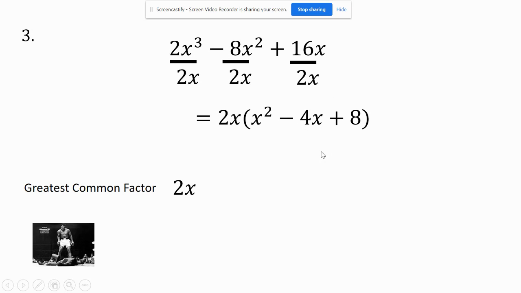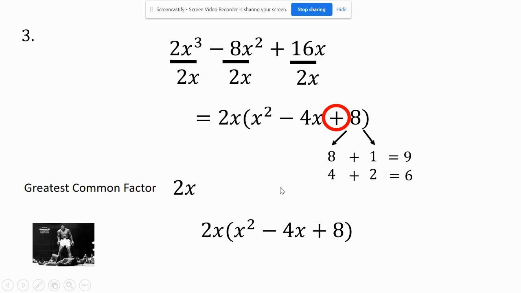And 8, now I need to factor 8, but I know the factors of 8 are 8 and 1, 4 and 2, and none of those are going to add to make 4. So I'm done. I'm just showing that right there. It's an 8, it's a plus, it's 9 and 6, none of those make 4. So the answer is this. There's your answer.